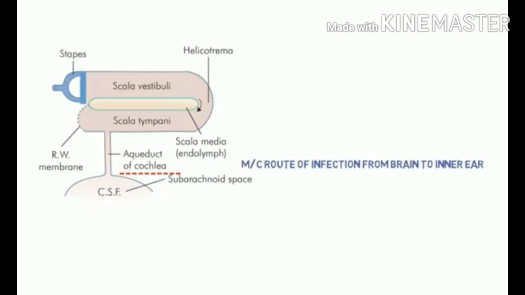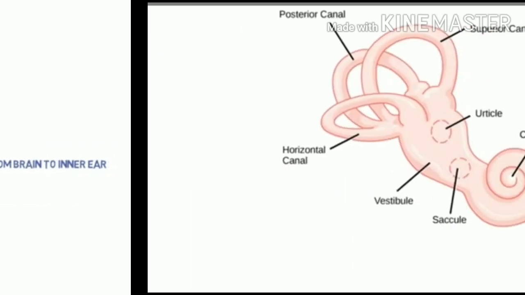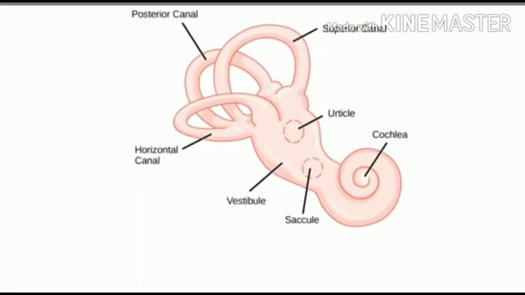Now look at this. Here it is the cochlear aqueduct. It has specific significance because it connects scala tympani with the subarachnoid space, and during meningitis the most common route of infection from brain to inner ear is the cochlear aqueduct, or it might carry infection from the inner ear to the subarachnoid space, like labyrinthitis.